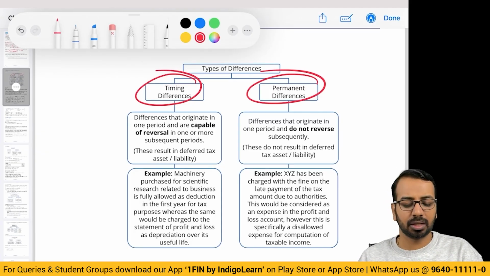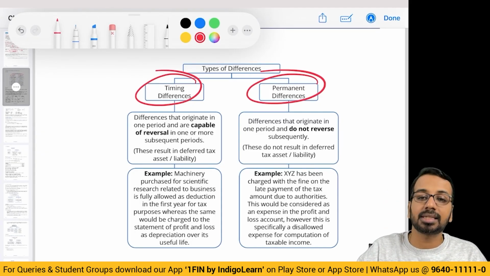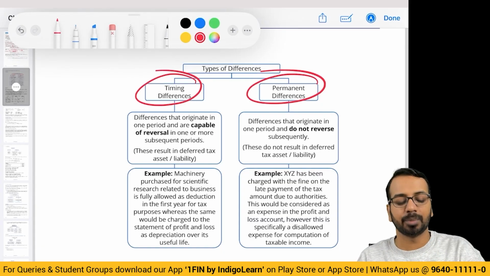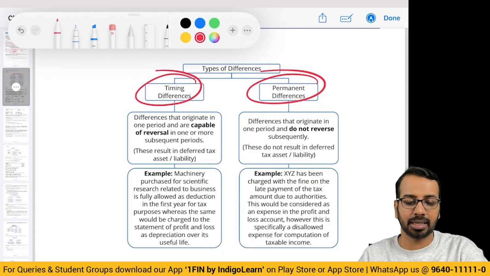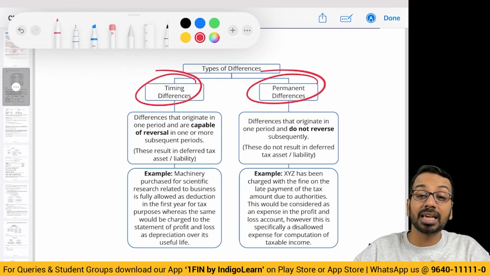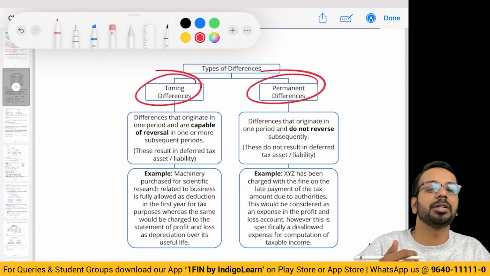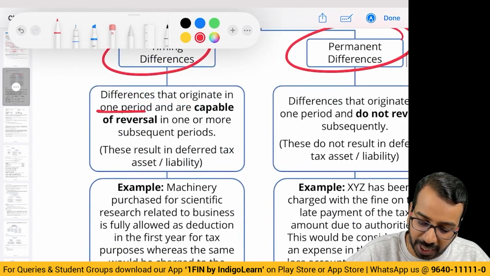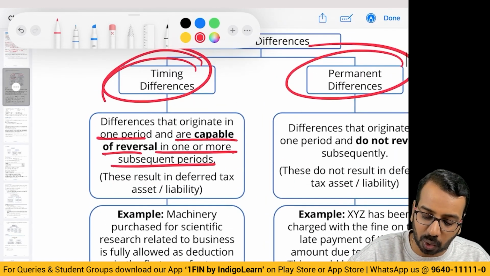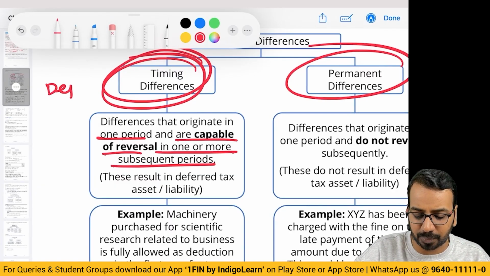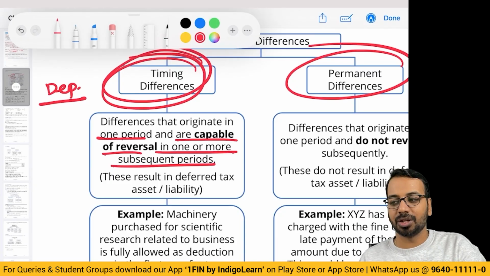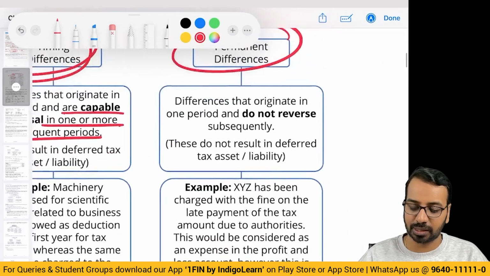Timing difference is a difference which arises in one period, for example, in year 1 it has arisen. This will be subsequently reversed in the subsequent periods. So if there is something which arises in one period and is capable of reversal in one or more subsequent periods, this is called timing difference. Classic example is depreciation, and most of the questions in your exams are based on depreciation.